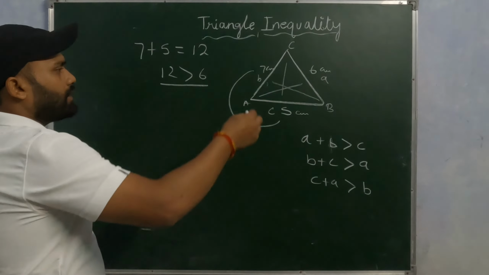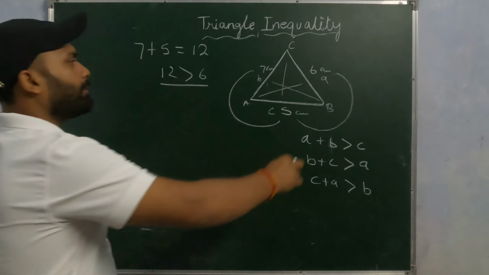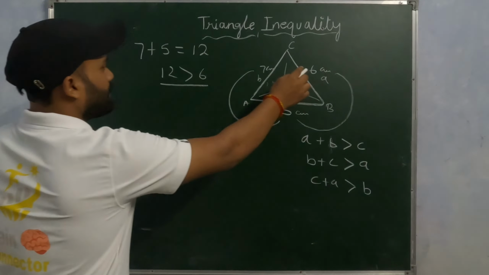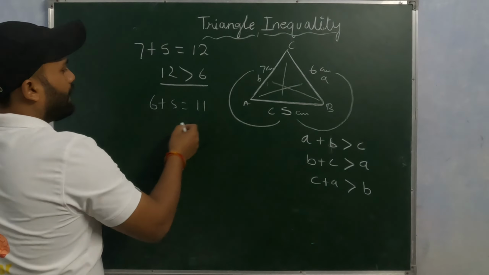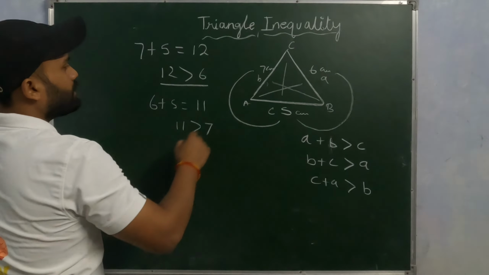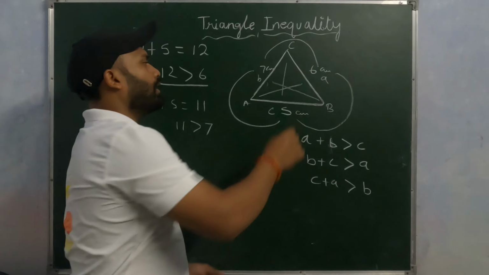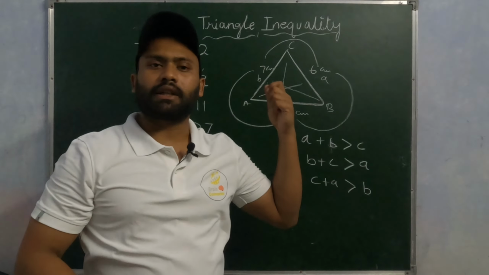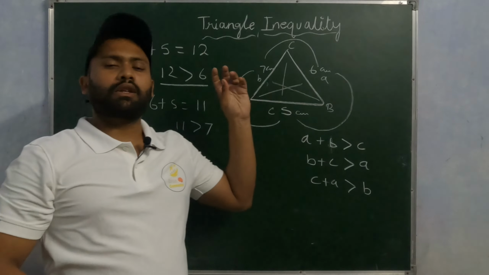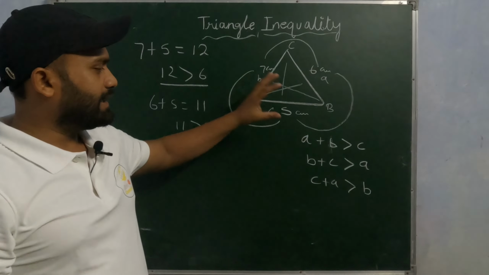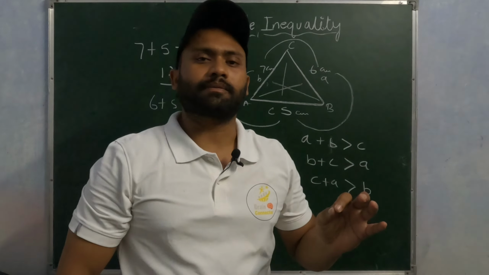Okay, then we change the sides and check whether it applies or not. So let's take 6 and 5. When you add 6 plus 5, you get 11, and 11 is greater than 7. Okay, and when you add 7 plus 6, you get 13, and 13 is greater than 5. Okay, so you find here that this property works. So this is the sum property of inequality.